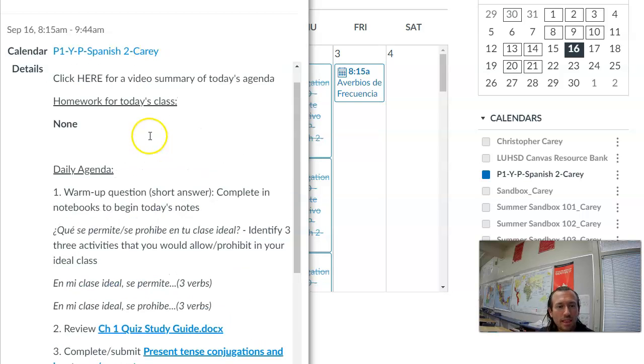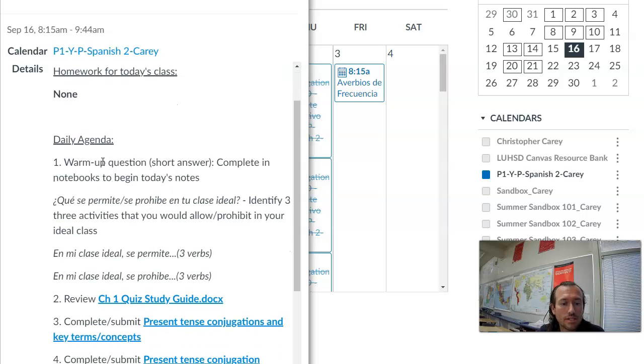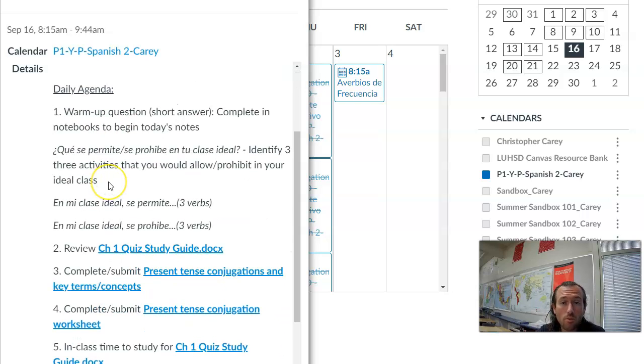Aquí tienes el horario para hoy, jueves, el 16 de septiembre. You guys didn't have any homework due for today. Just study for your quiz, which for the A-Day classes is Monday, and B-Day classes is Tuesday. Your warm-up for today is a continuation of what we were doing last class, talking about things that are allowed and not allowed in your classes.